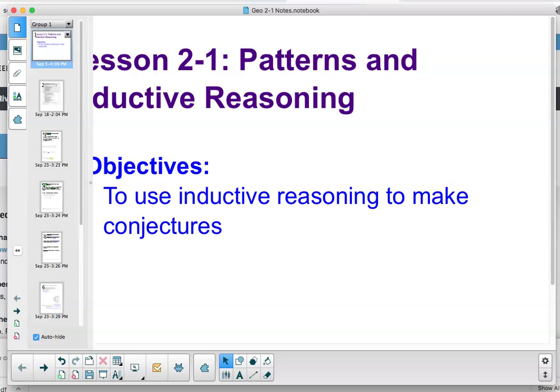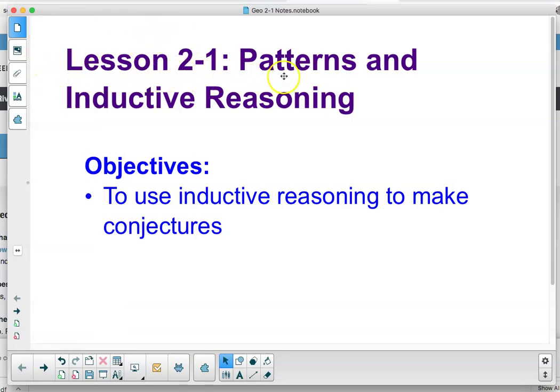Okay, geometers, this is Mr. Bloom, and we are working on notes for section 2.1. Now you just got a new notes packet for chapter 2, and we're going to be working on the skills for proofs. These are basic skills. These will be used for the next 3 chapters, and all the stuff from chapter 1 will be used as well. So let's get started.